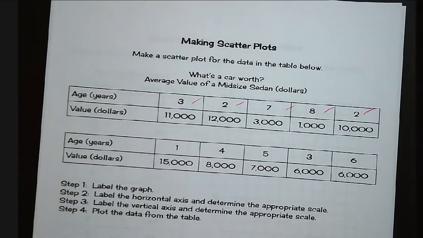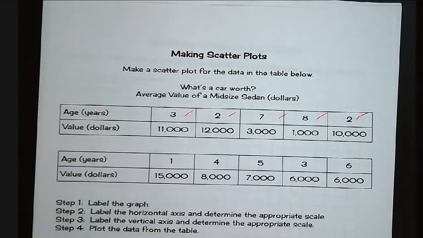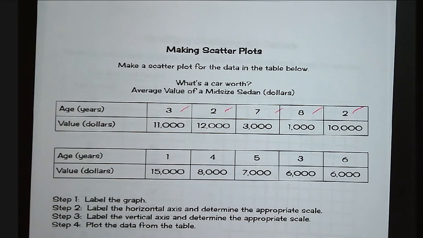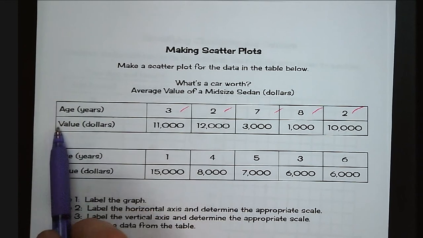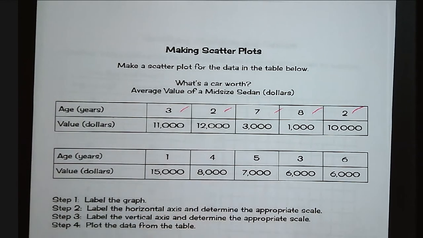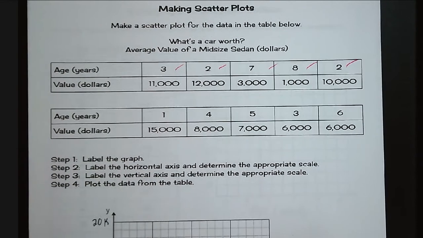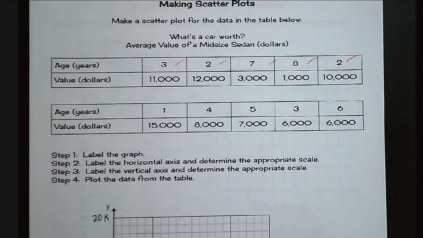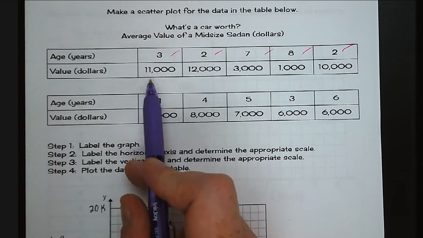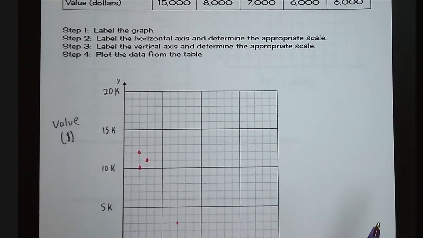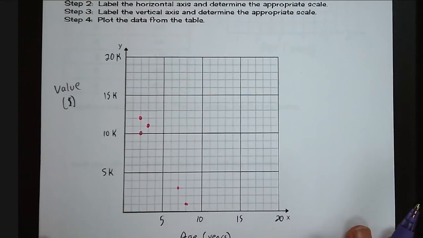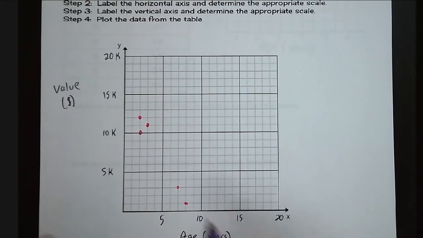Moving on to the next section, making scatter plots. So at the top of your page there, you have a list of values. We have the age in years of a car and the value in dollars of that car. What is the car worth? The average value of a midsize sedan. So the first row of points I have already graphed on the grid at the bottom for you because you know how to graph some of them. So those are the ones that are in purple.